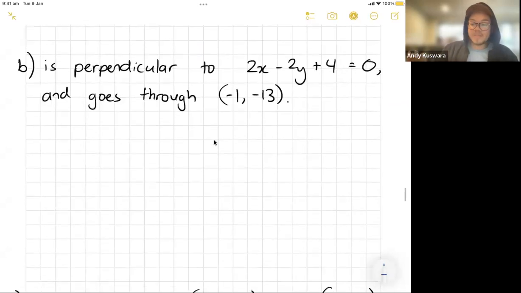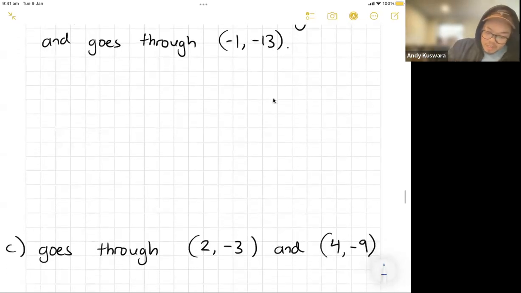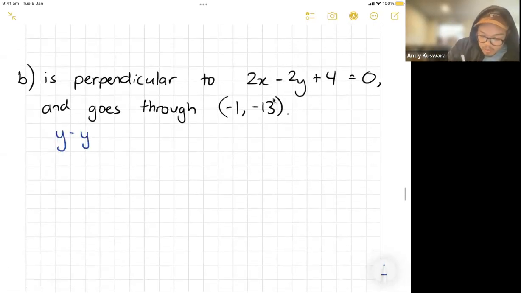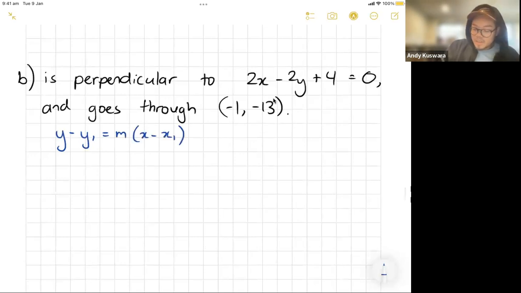Let's say I'm trying to find the equation of a line. It's perpendicular to this line here, and it goes through the point (-1, -13). Now again, equation of a line, let's start with y minus y1 equals m bracket x minus x1. I've got a point. That is good. Now, the only thing I need is a gradient.